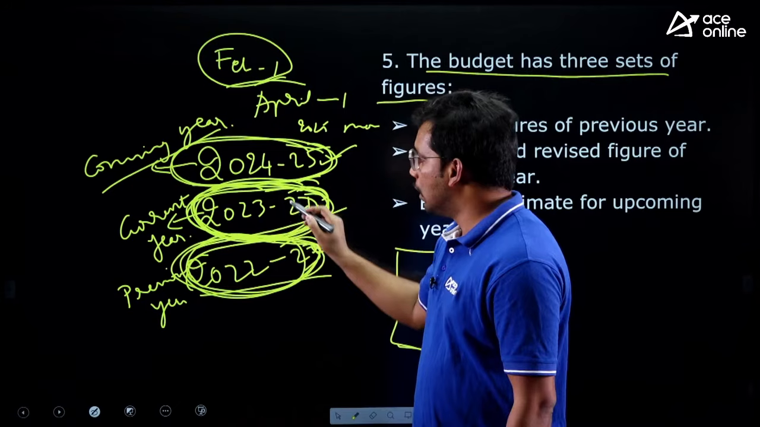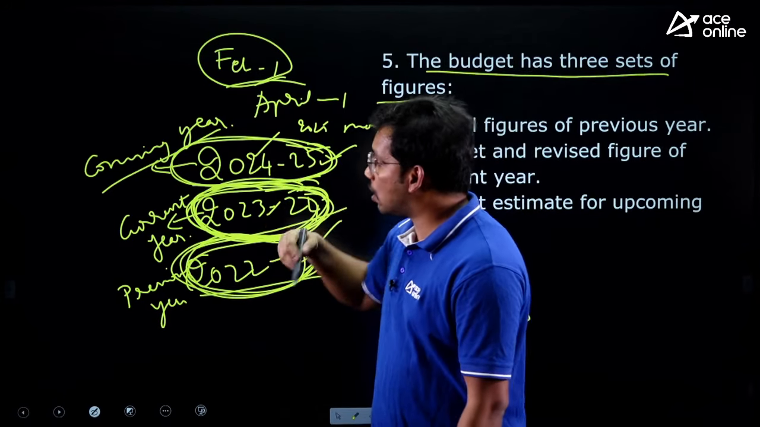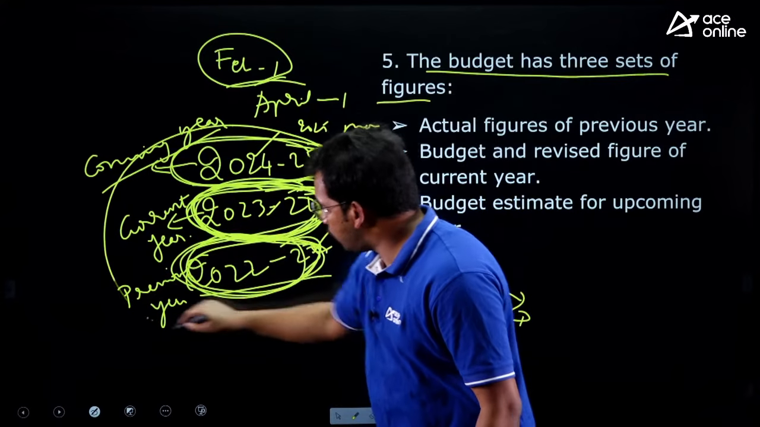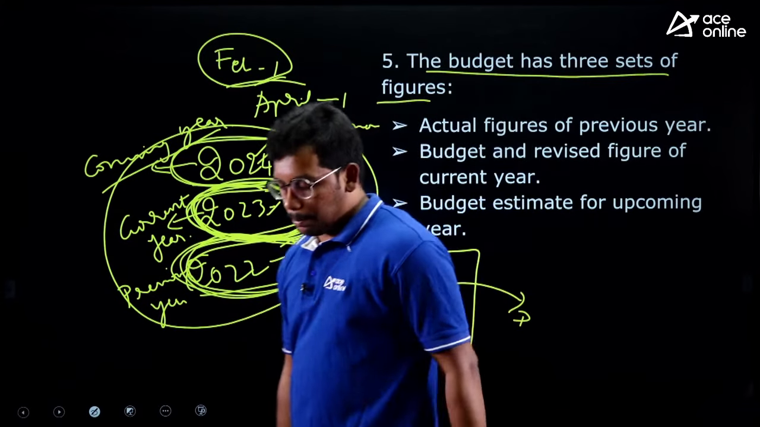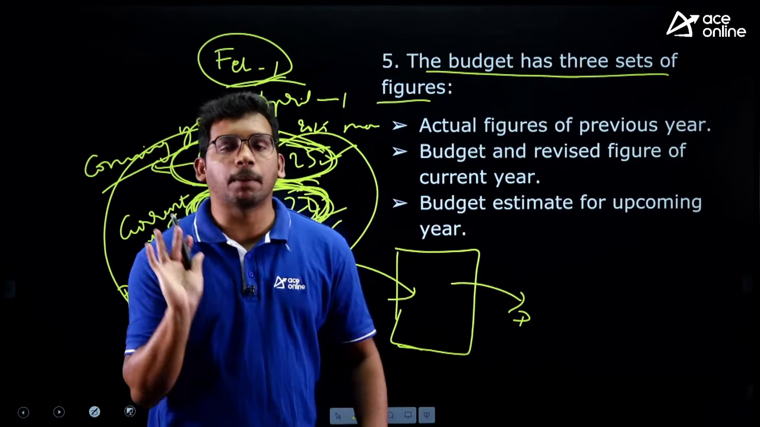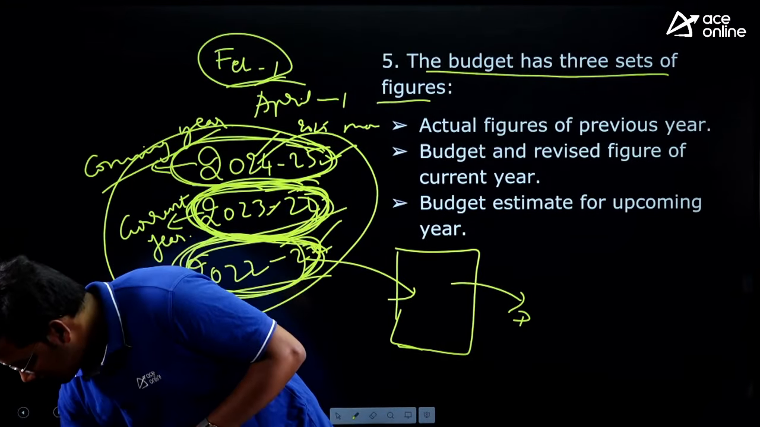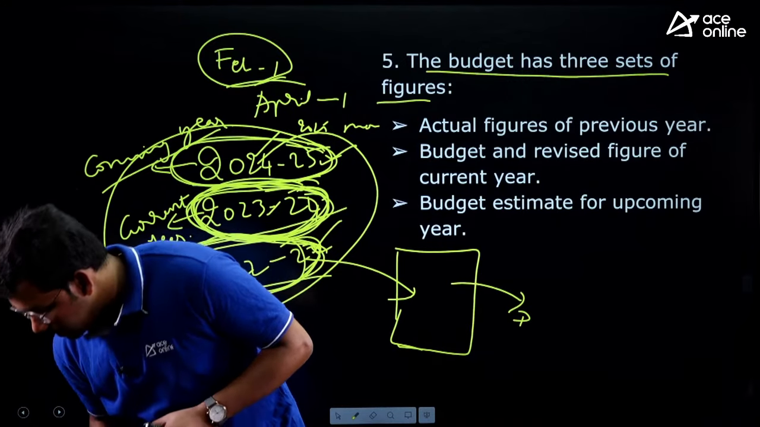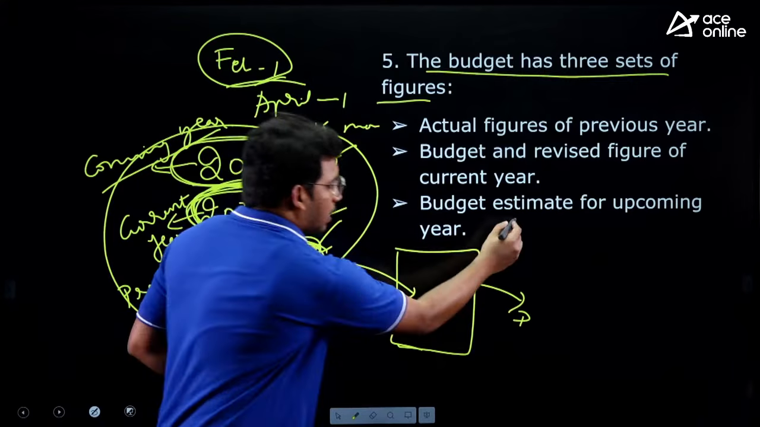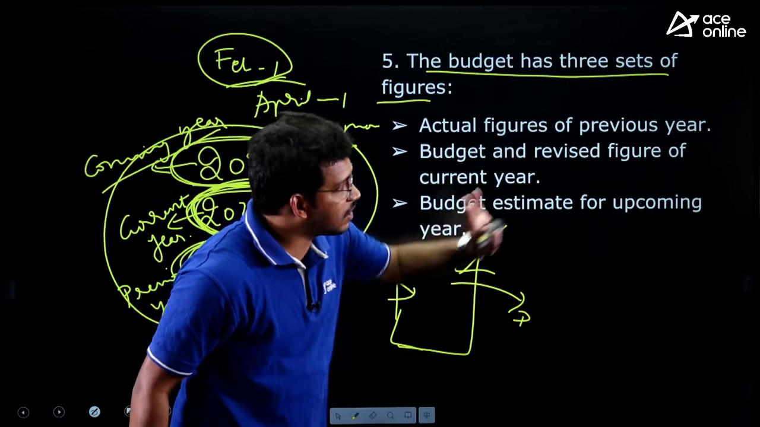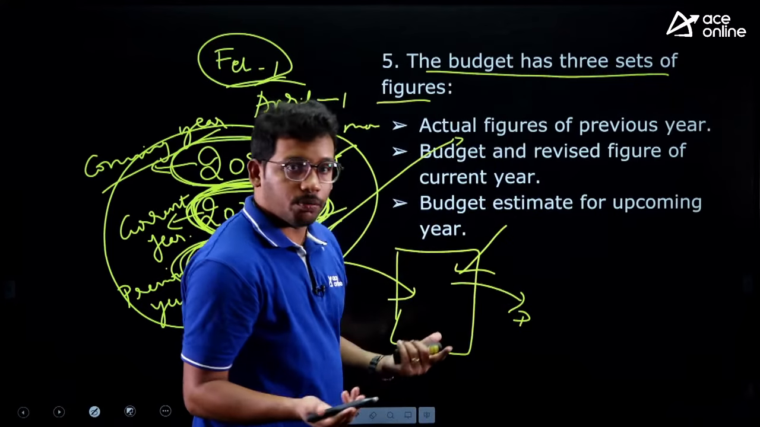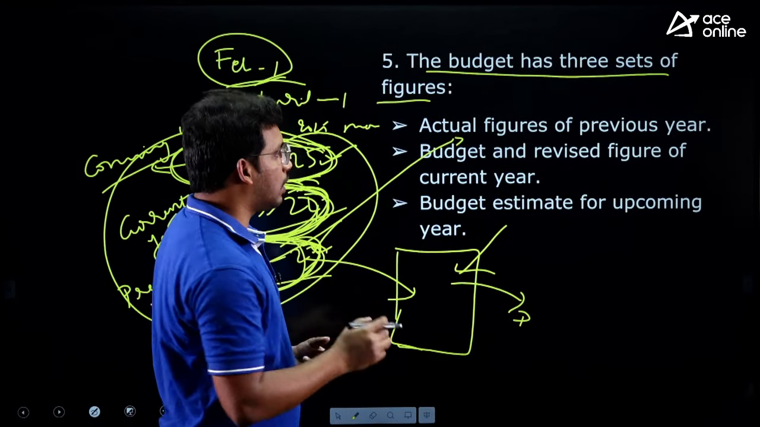Those will be put forward in the budget as well, right? So the current year, and the coming year also, the government will put forward. All these three sets of figures, the government will keep in the budget, in front of Parliament as well as the public. I hope this is clear, right? So these are the figures that the government is putting in the budget document. Actual figures of the previous year, this is the third one. Actual figures are ready now because last year's March 31 is over.